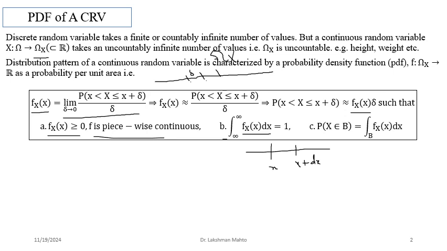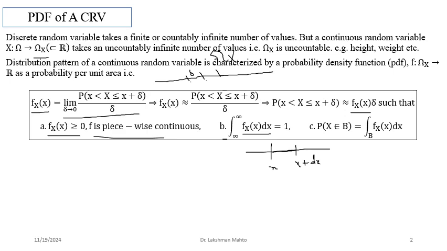So what is the probability that the points are in this interval? That is f of x times dx. And you are talking about the totality of probability. That means you are summing probability over all possible values of x. But x is taking values in a continuum fashion, so it would not be summation here. It would be integration. That means if you talk about the totality of all points of x, you are integrating from minus infinity to infinity.